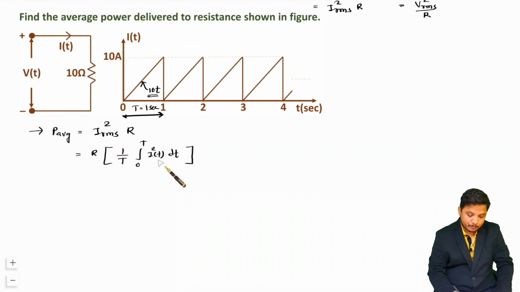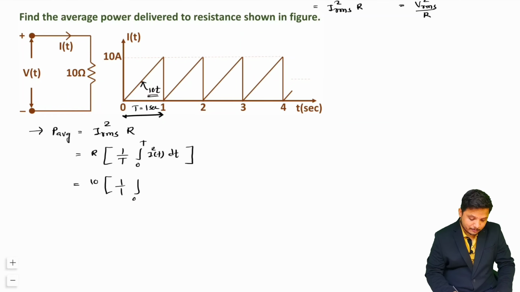I can place that in this formula where T is 1 second, and the resistance R is 10 ohm. So 1 by 1 integration 0 to 1 of I of t square, that will be 10t square dt.